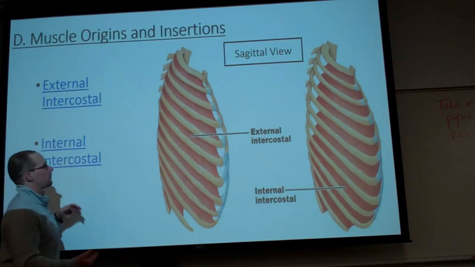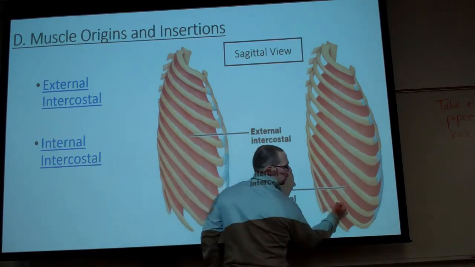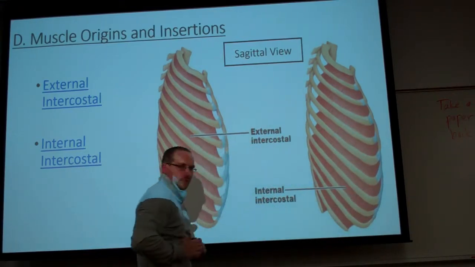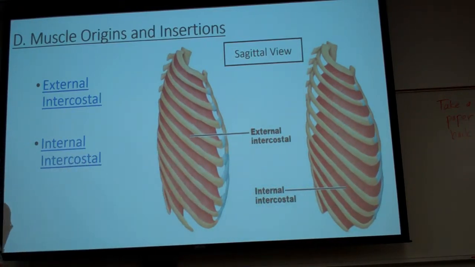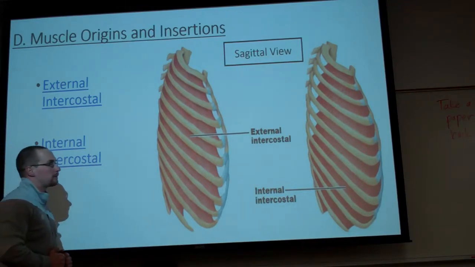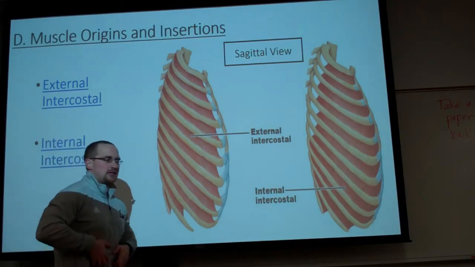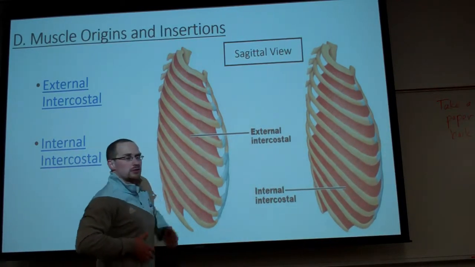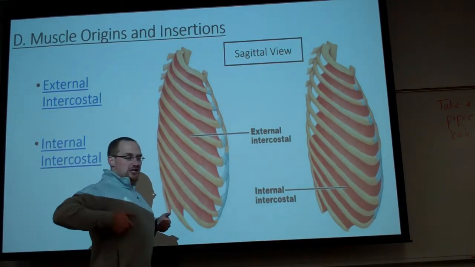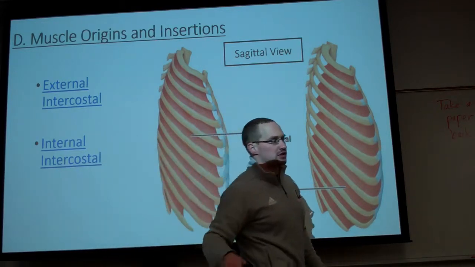Essentially what they do is they're going to pull down on the ribs. Pull them down. Scrunch up kind of like a corset, pulling down. External intercostals, that's the opposite, where they're going to pull up, help the rib cage expand. So they help with forced inspiration.